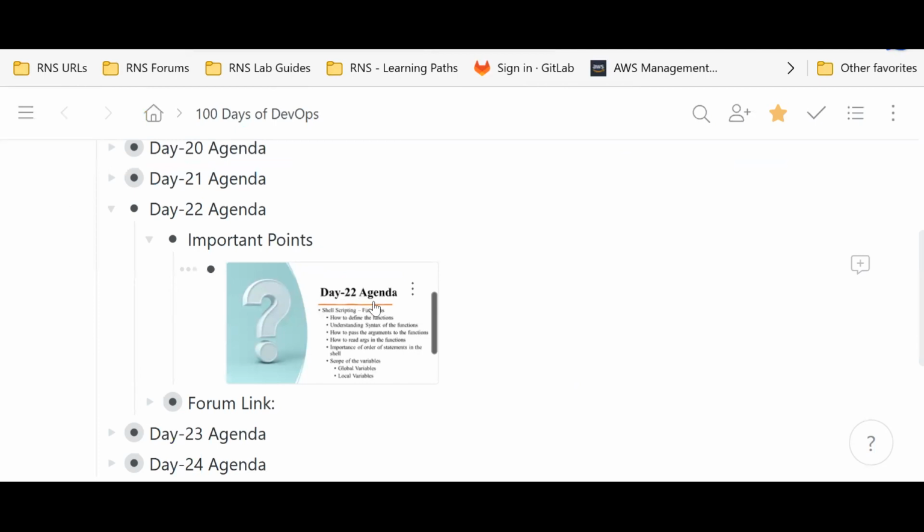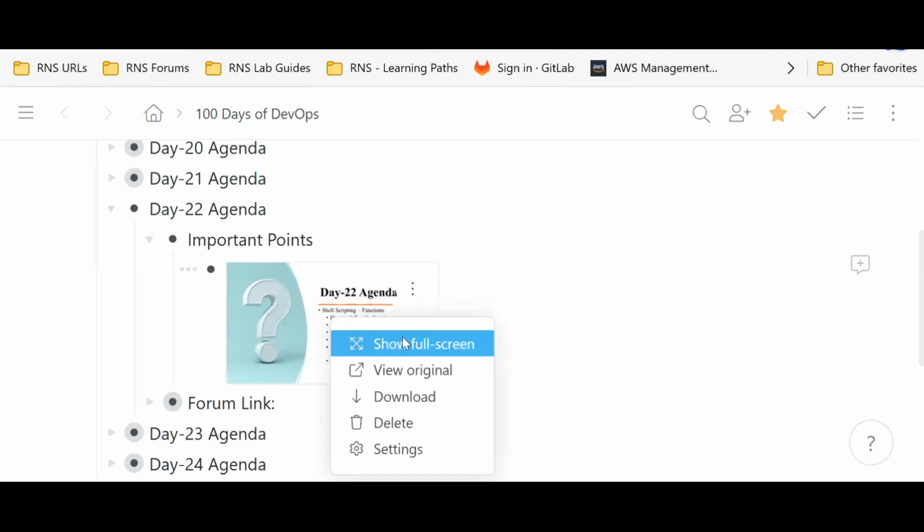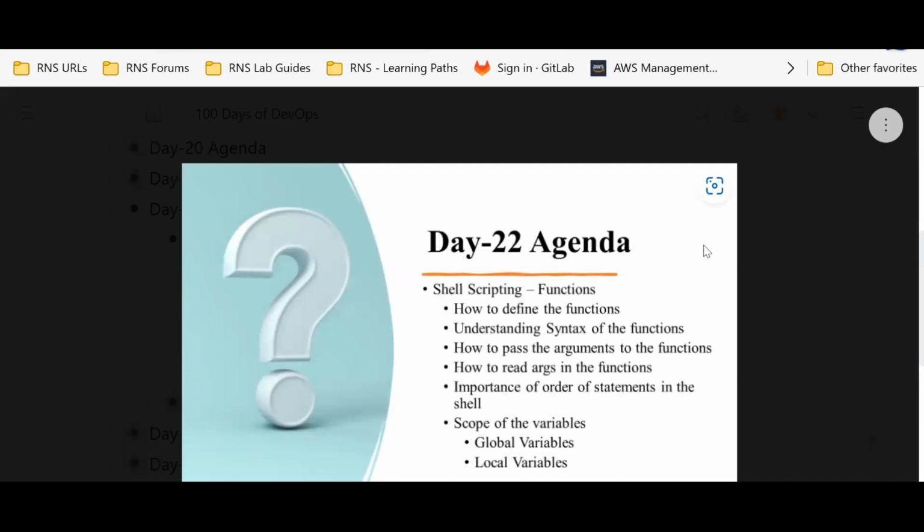Let's move into this agenda. Some important points: if you are a DevOps engineer working on shell scripting, this is an important concept for us. As an automation engineer writing shell scripts, one of the important concepts is functions. Writing the code is one point, and writing that code with an optimization technique is another important point, that is, how you divide the entire script into small units. That is very, very important.